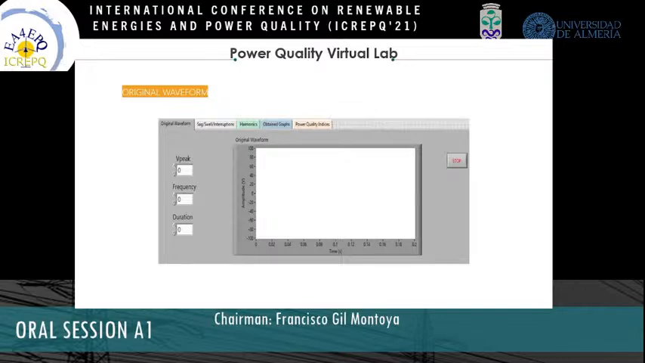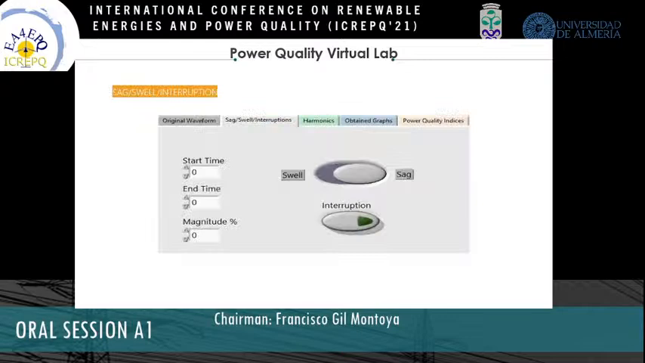From the first tab, the electrical engineer would set the voltage peak of the sine wave source, the frequency, and the duration of the signal in their corresponding control blocks. The fundamental waveform will appear in the graph. Here, in the next tab, the user will choose whether the desired change is a sag, a swell, or an interruption. Then they set the magnitude of the sag or swell in the form of a percentage and the start and end time in their corresponding places.